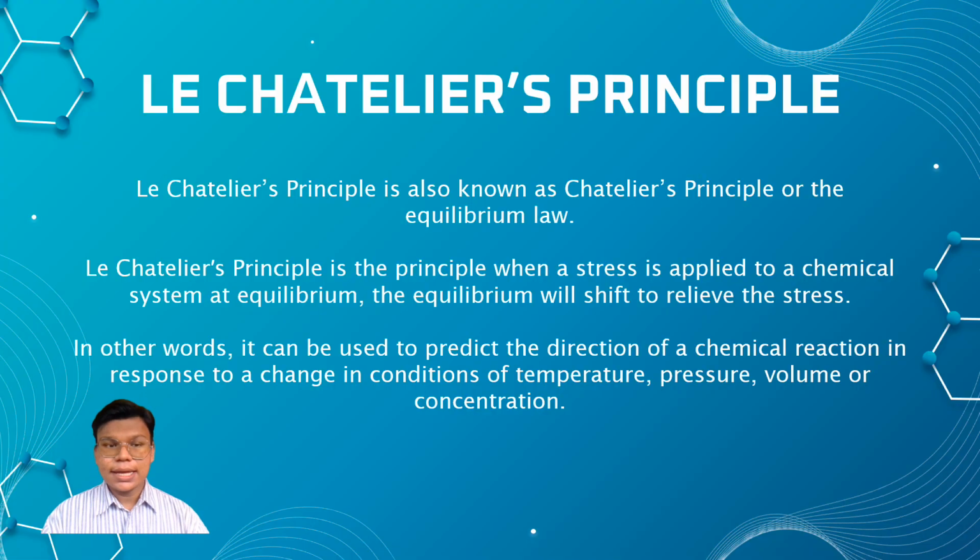Le Chatelier's principle is also known as the equilibrium law. Le Chatelier's principle states that when a stress is applied to a chemical system at equilibrium, the equilibrium will shift to relieve the stress. In simpler words, it can be used to predict the direction of a chemical reaction in response to a change in conditions of temperature, pressure, volume, or concentration.